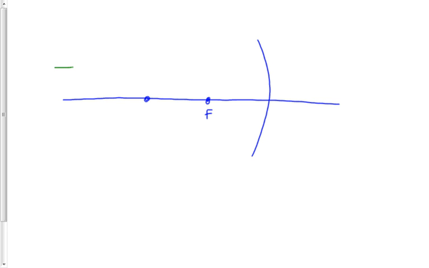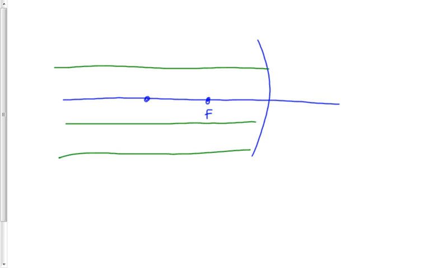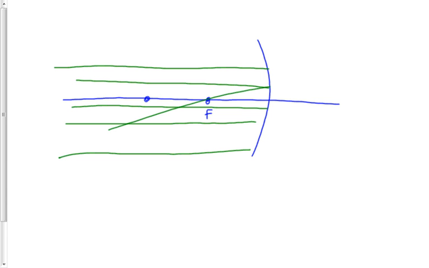We got a whole bunch of rays that are coming off of that object parallel to the principal axis because the object is so far away. Doesn't matter where they are exactly, except that they're parallel to the principal axis. Cassie, where do they all go? Good. They all go through the focal point. So it's going to look something like this, right?